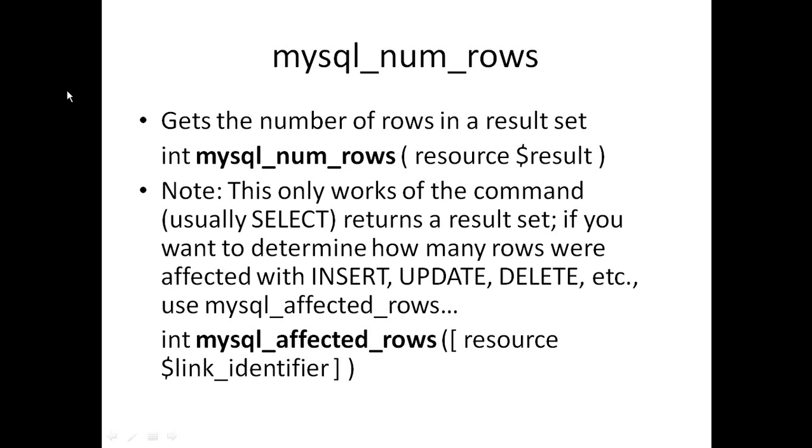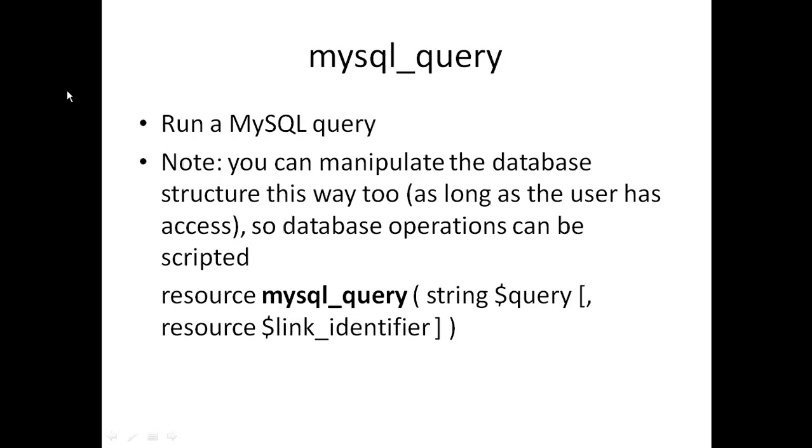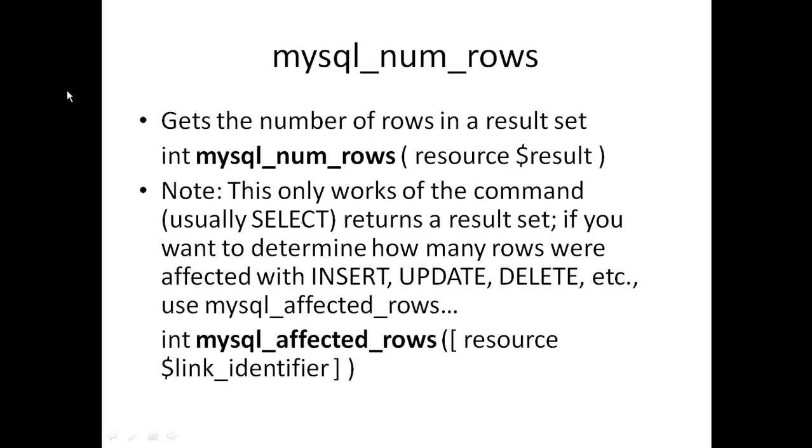So I just want to point out, if we go back to mysql_query, an example would be $QR for query result equals mysql_query("select * from table name"); Then from here you can do $NR for num rows equals mysql_num_rows($QR); and you'll get the number of rows that that particular select query returned.